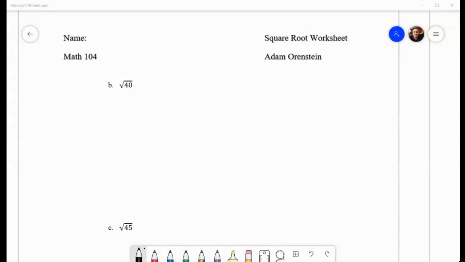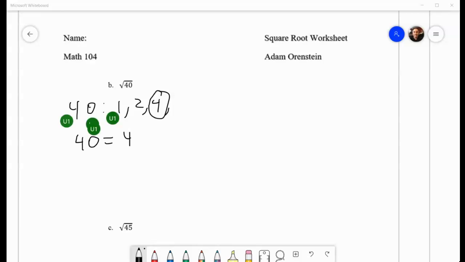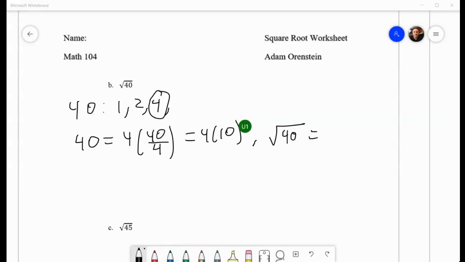Okay, so now for the square root of 40. Well, this is definitely not simplified. I think we saw that already, because if you look at the factors of 40, we have 1, we have 2, we have 4, and right away that tells us that's not simplified because 4 is a perfect square. Okay, well, 40 is equal to 4 times 40 over 4, which of course is 4 times 10. So the square root of 40 is the square root of 4 times 10.